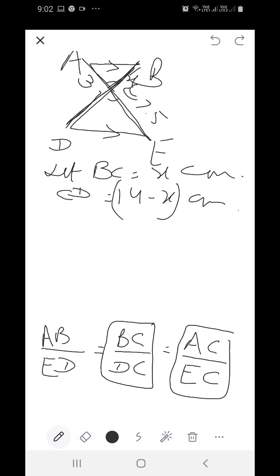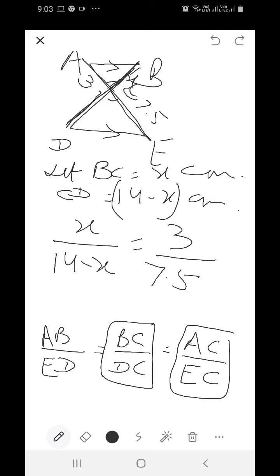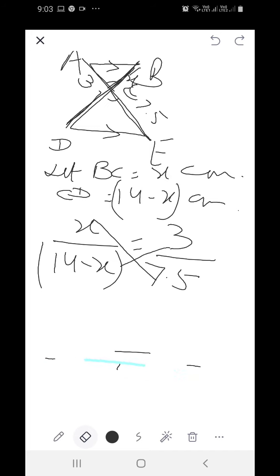Now how much is BC? x upon DC, which is 14 minus x, is equal to how much is AC in the figure? 3. And how much is EC? 7... sorry, it is 7.5. Now 14 minus x, put it within brackets, being binomial. Now you can cross multiply and you are going to get the equation in x, which you can solve.